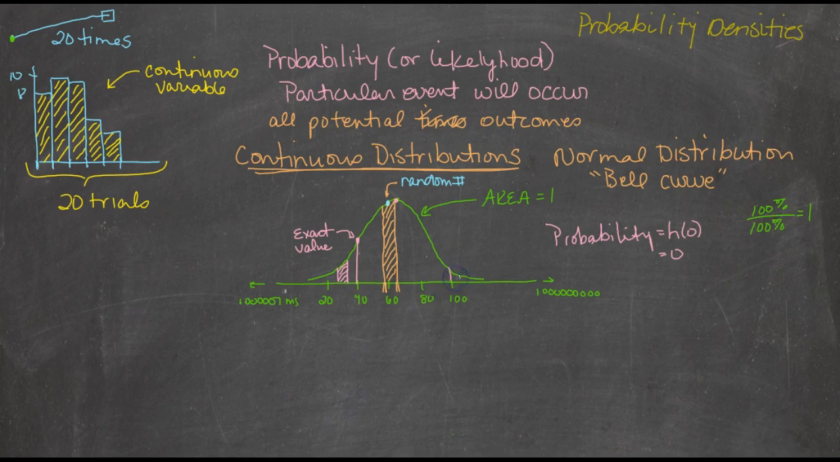And maybe 100 milliseconds would be a possibility of it happening, but the probability is really low because this area is really low. So this is a very symmetrical normal distribution. They rarely come like this. They can be forced into this kind of a pattern, and we'll do that. We'll look at that when we work with normal curves later.